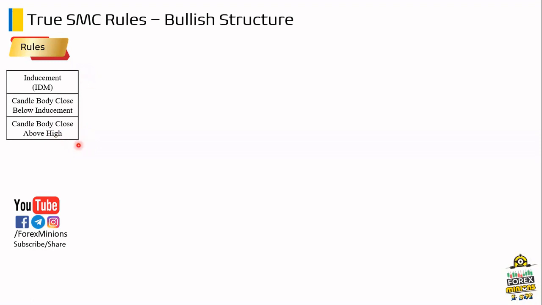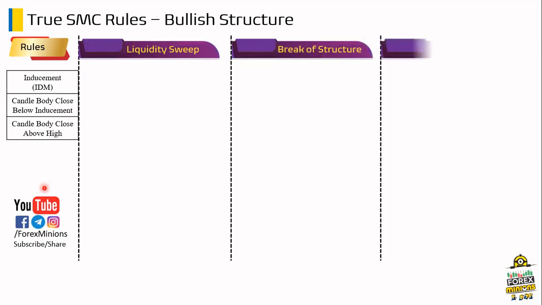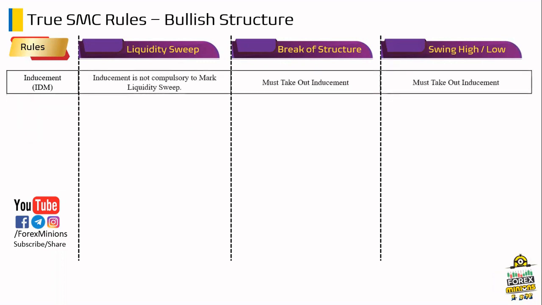Keeping in mind these 3 rules, we will study liquidity sweep, break of structure, and swing highs and lows in parallel comparison so that you can easily differentiate amongst these 3. Well, let's start with the first rule and we will compare it for these mentioned 3 topics. So, first, liquidity sweep. Note that inducement is not compulsory to mark a liquidity sweep. This is independent from inducement.